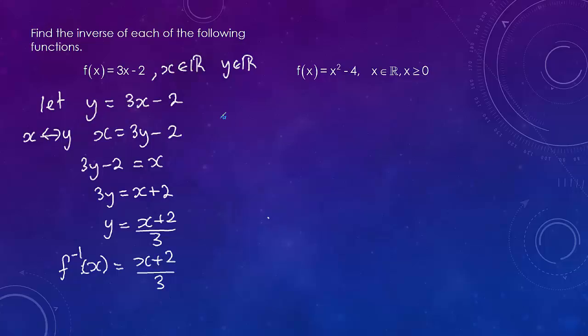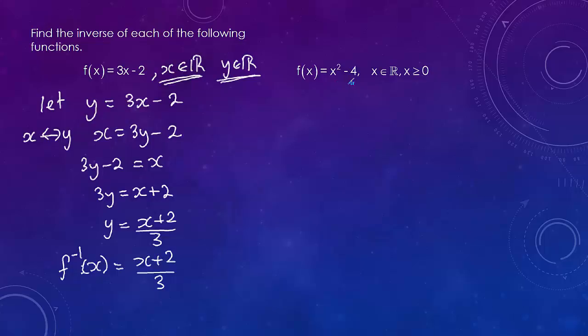Now, when you find the inverse, the range for the original function becomes its domain. So we could state here that x belongs to reals, but of course that's the natural domain anyway. The domain of the original function becomes the range of the inverse function. And maybe we'll discuss that with this example over here.